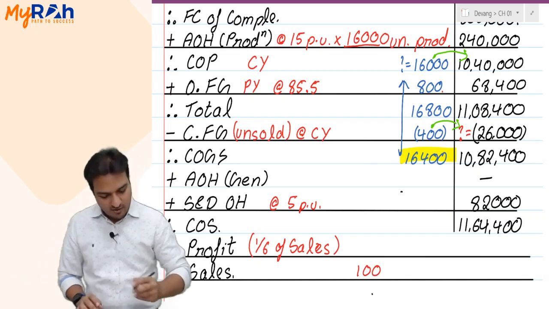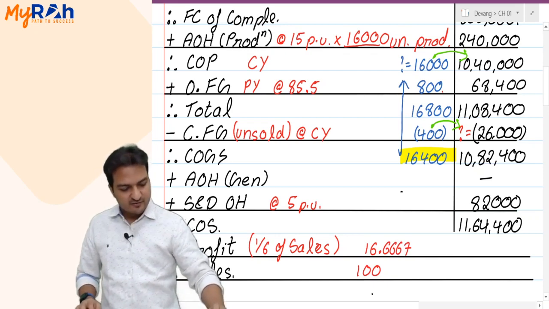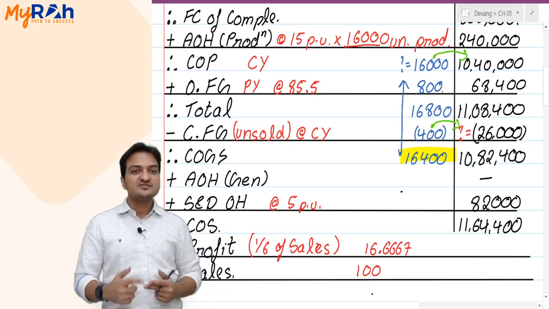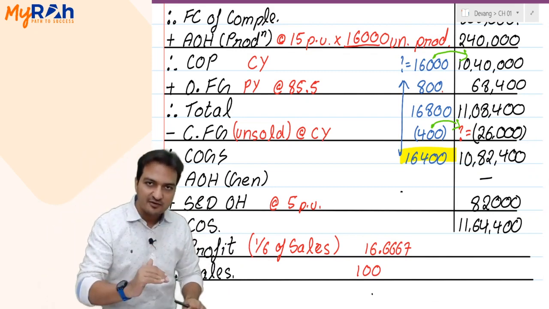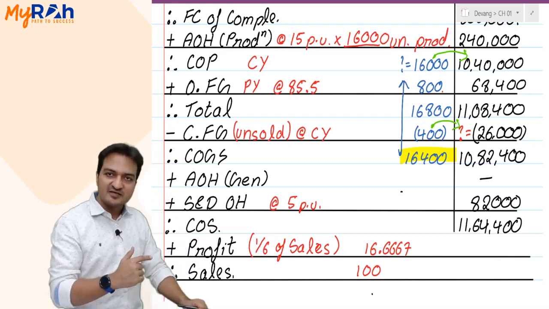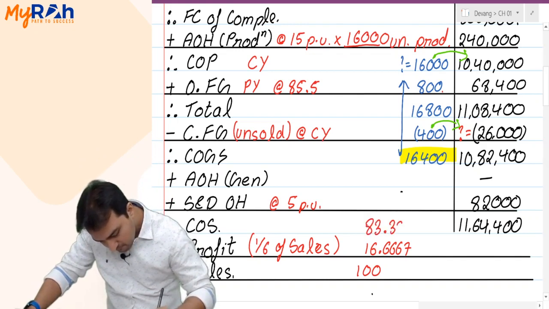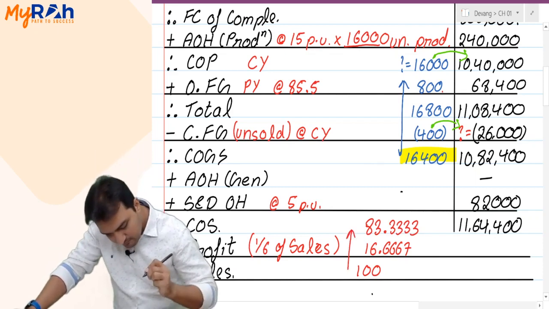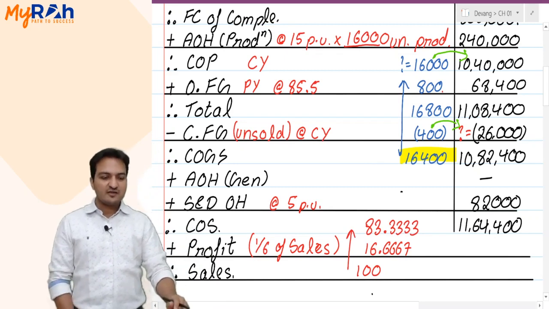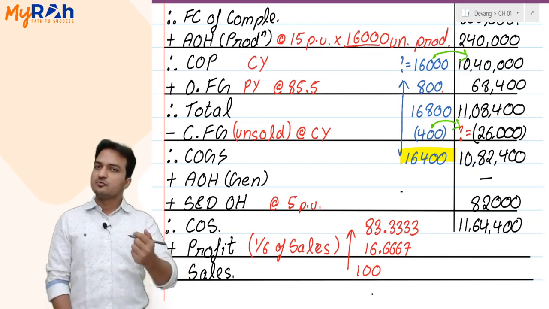So 1/6 of 100, 100 divided by 6, will give you 16.6667. I will use 4 decimal places. So I assume sales as 100, profit becomes 16.6667, so my cost of sales therefore should become 83.3333. Reverse working. If 100 is my sales and 16.67 is the profit that I want, then 83.33 should be my cost of sales.